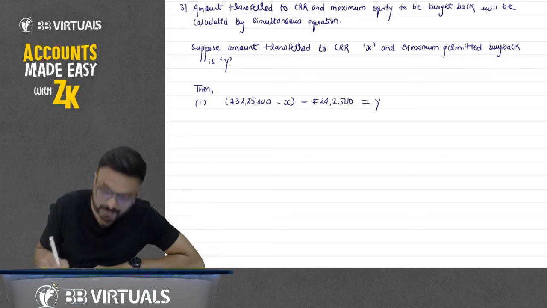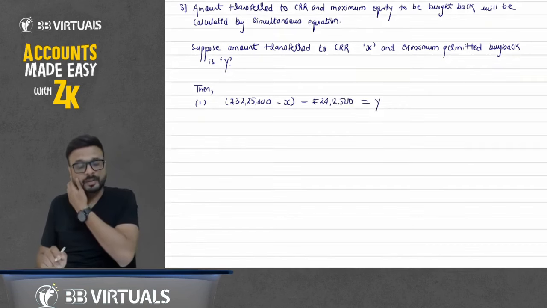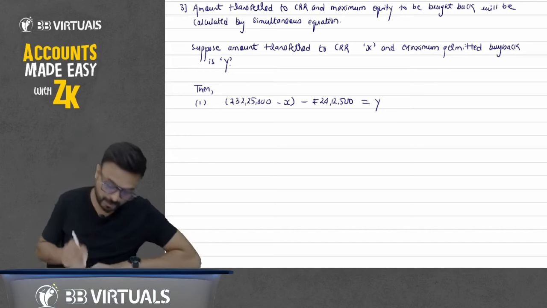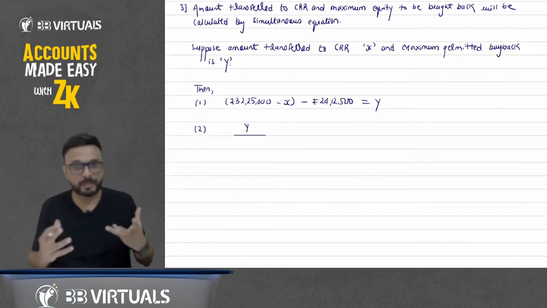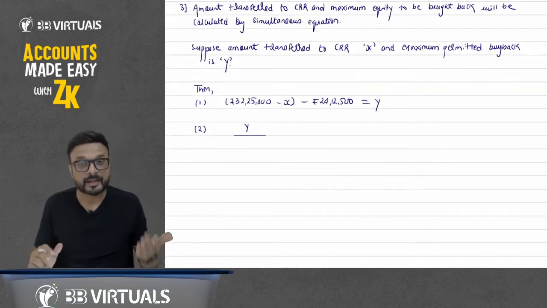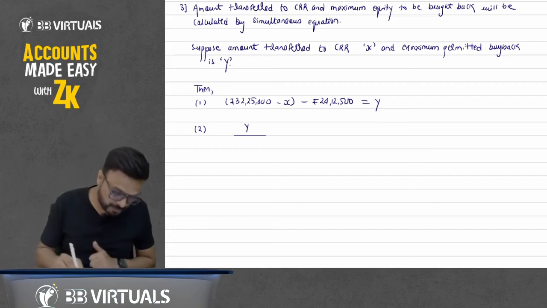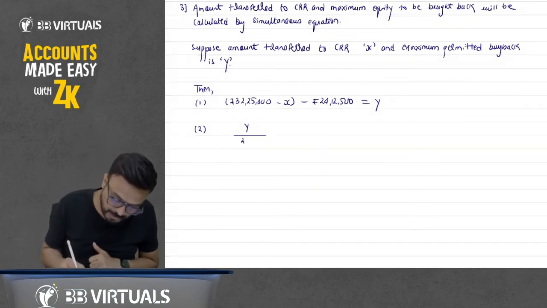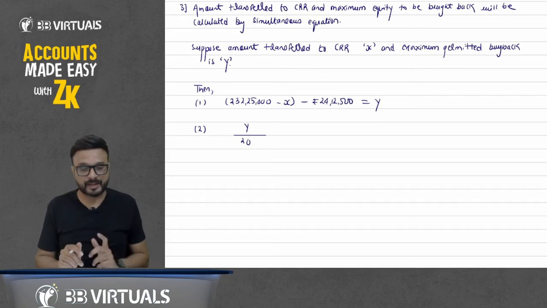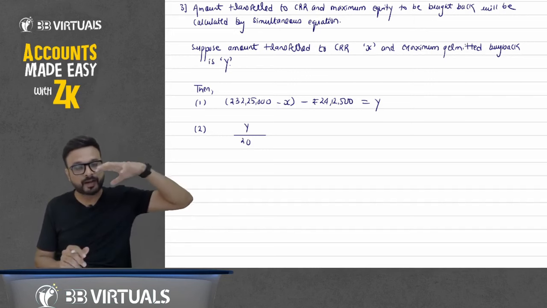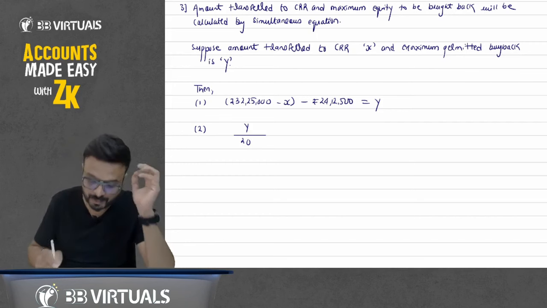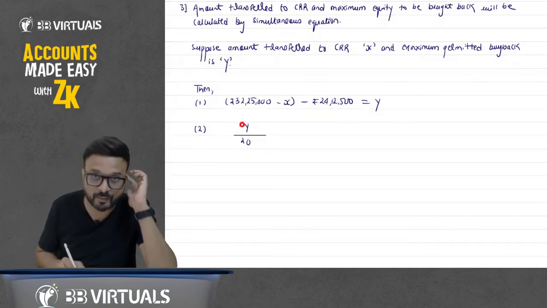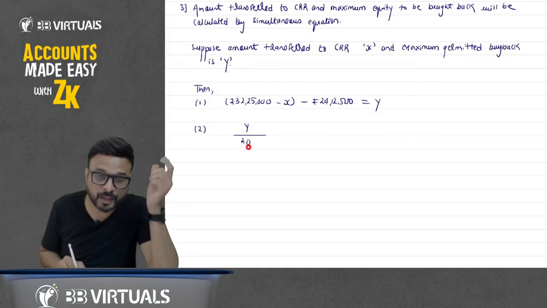So the remaining amount is what we can utilize for the purpose of buyback. Second equation: if I say Y, what is this Y? The amount which is available for the purpose of buyback is Y divided by 20. 20 is the buyback price. So it is the total amount available divided by the amount we are paying per share, the amount we are paying for one share.